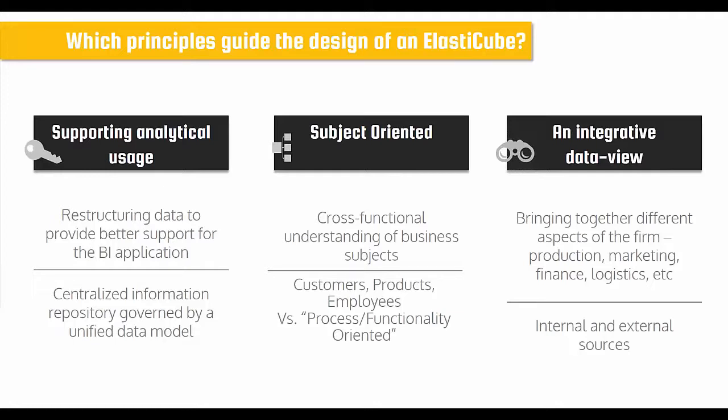The second principle of Elasticube design is the fact that it's subject-oriented. It's a cross-functional understanding of the business subject, not the operational way of looking at it. Meaning the concept of customer, even though it's coming from different sources, we want to bring it together. The concept of sales too. For example, if we get sales from many, many different sources, we want to bring it together. We want to consolidate similar data elements. Same about employee, location, dates, okay? It's a very important principle, and we'll get back to it.